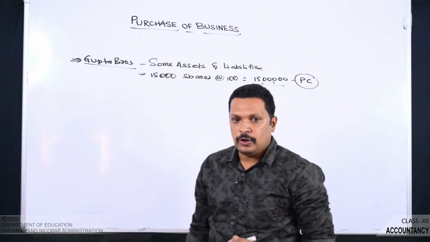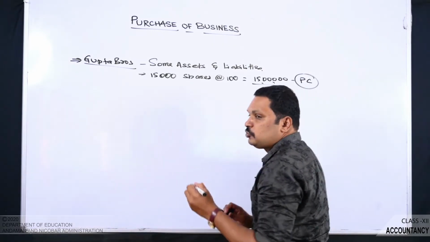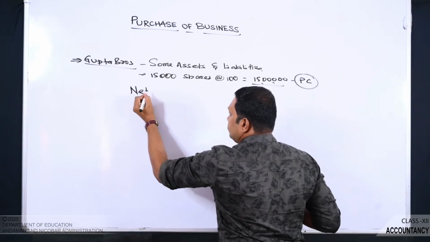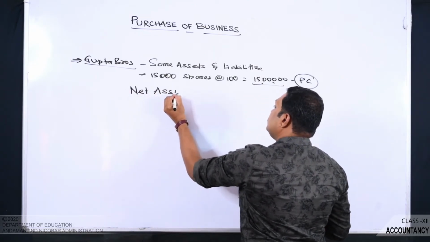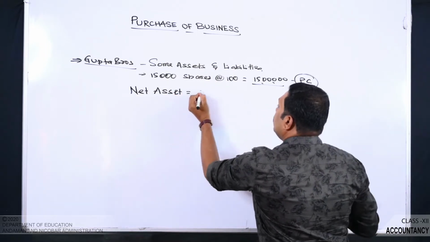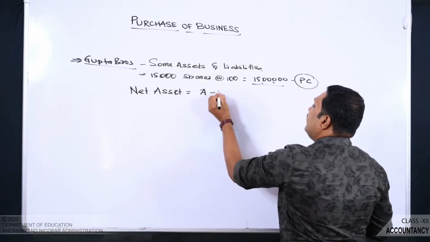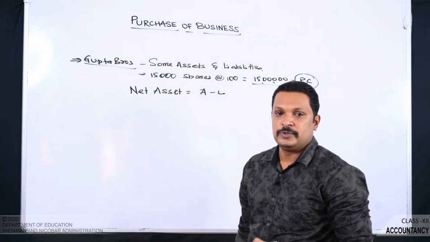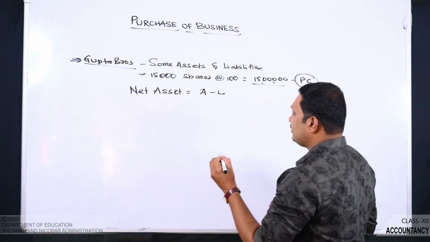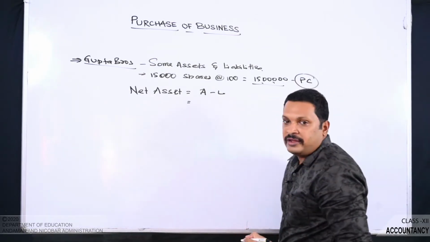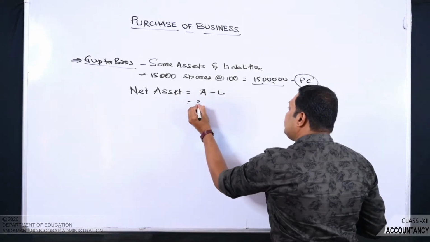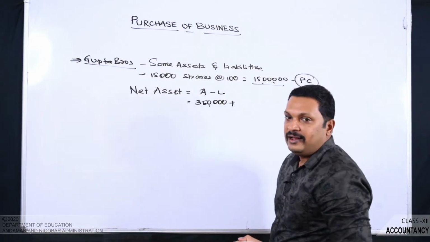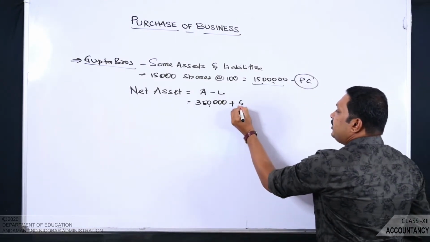Now, before solving the problem, we have to calculate net asset. What is net asset? Net asset is equal to assets minus liabilities. So in the question, what are the assets given here? Plant, rupees 3,50,000. And what is the next one? Land and building is also an asset, costing 6 lakhs.